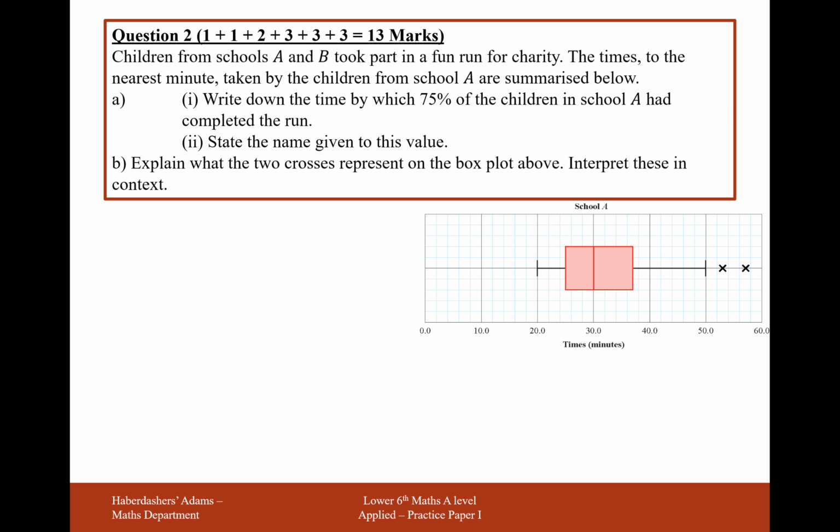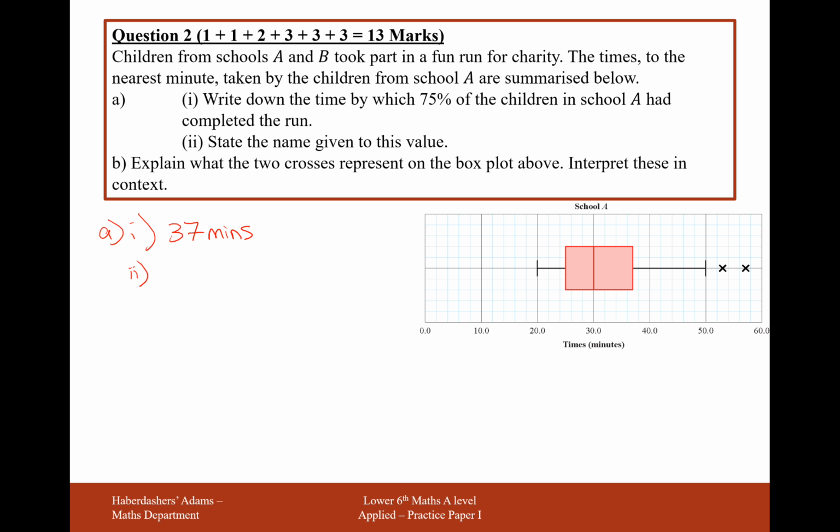completed the run. So the first person completed the run in 20 minutes, the 25th person completed it in 25 minutes, half of the students completed it within 30 minutes, 3/4 of the children completed it within, that's going to be 32, 34, 36, 37 minutes. So part AI, the answer here is 37 minutes.